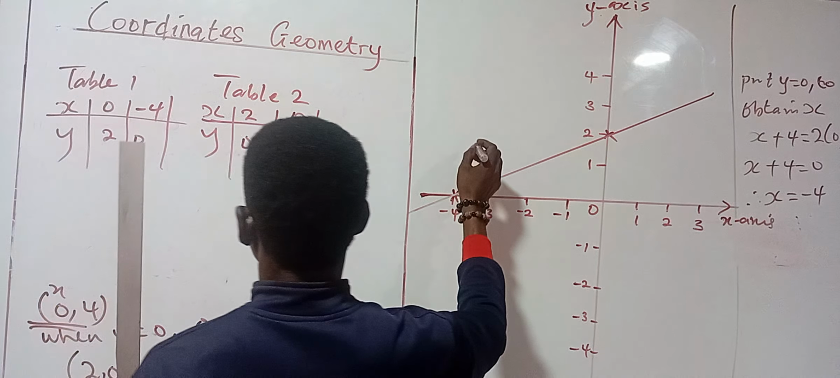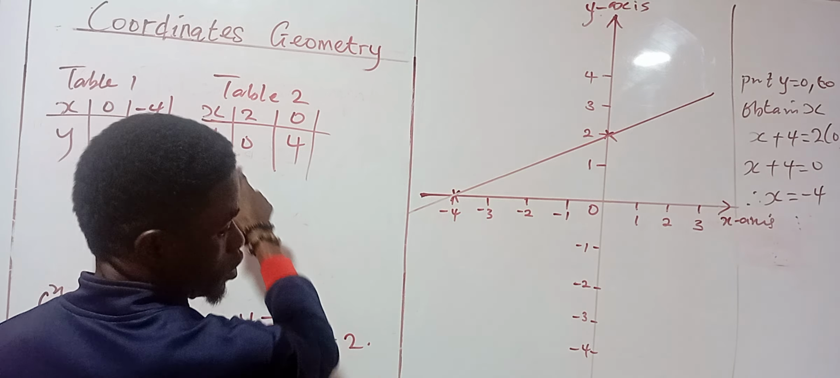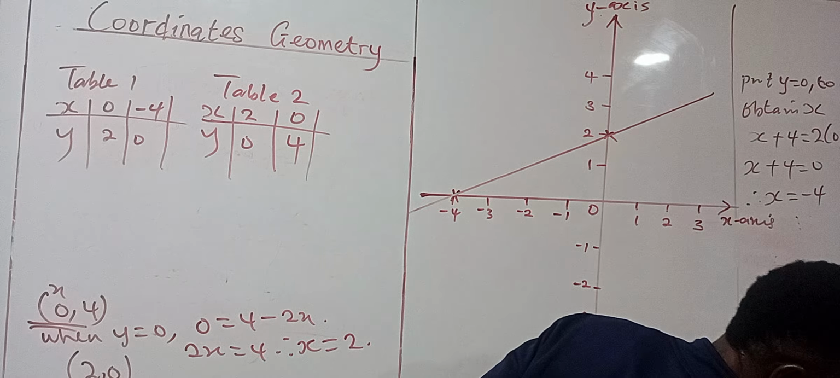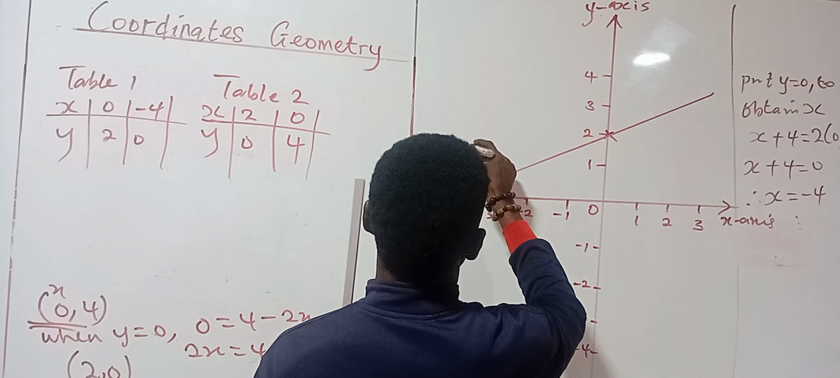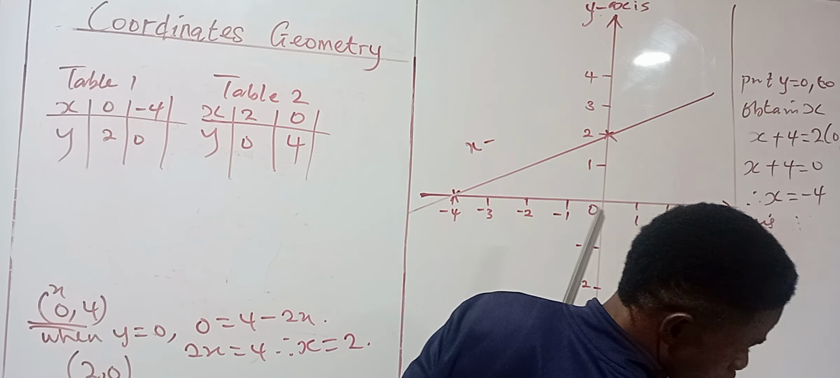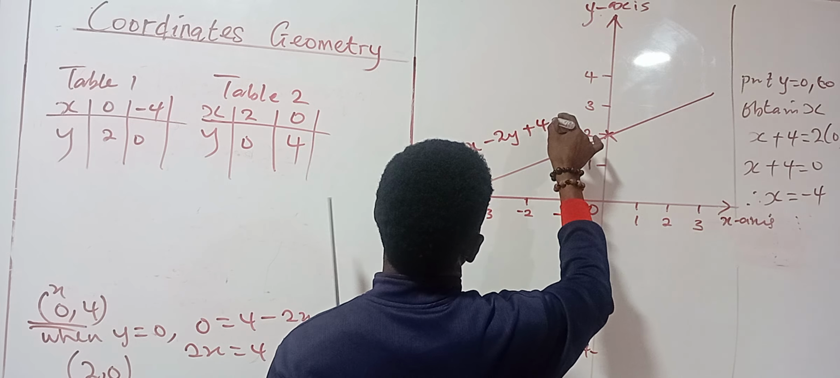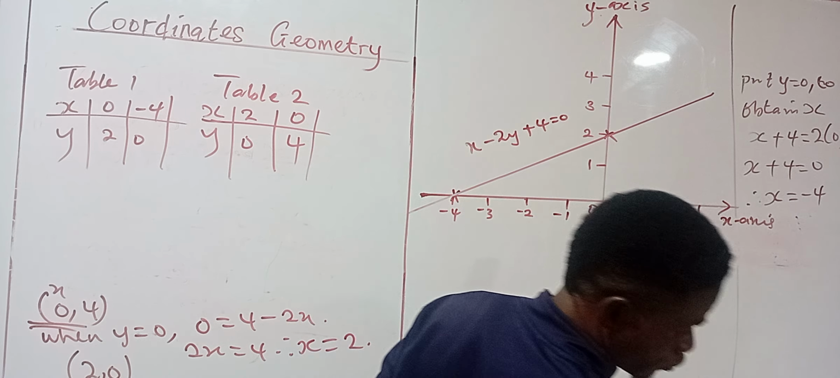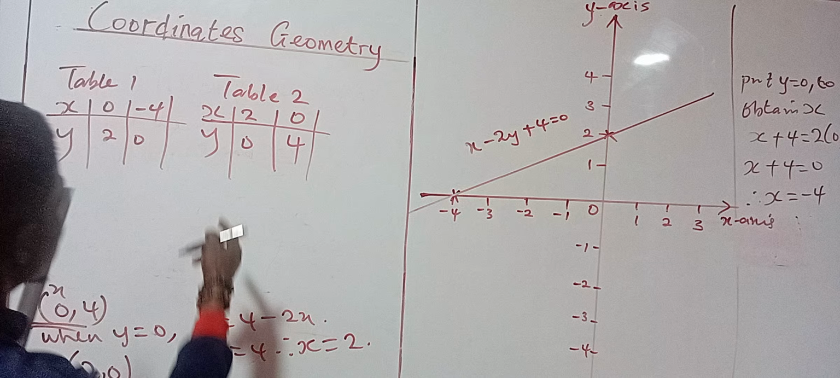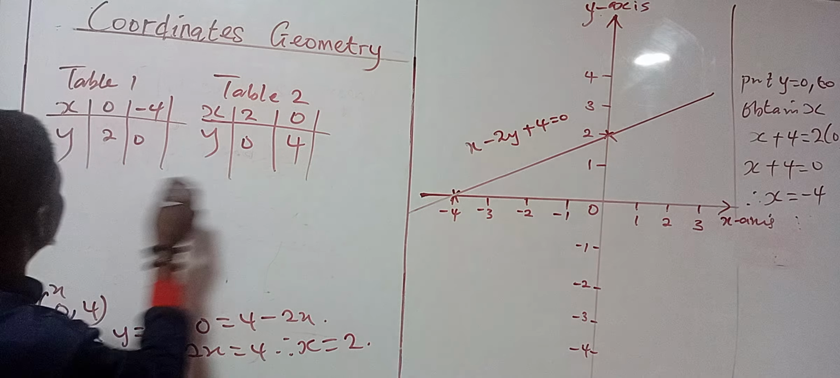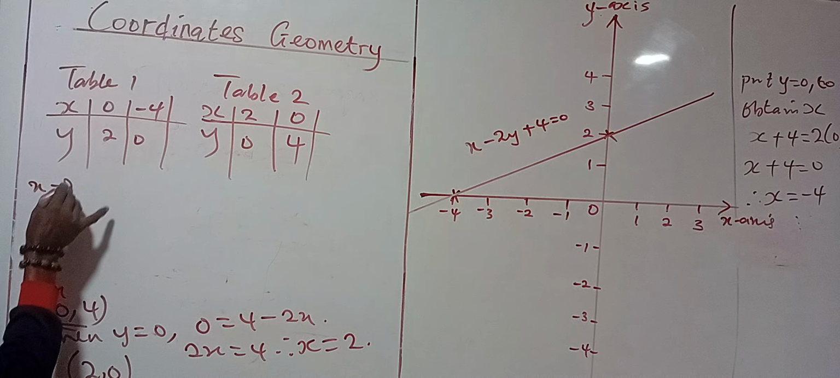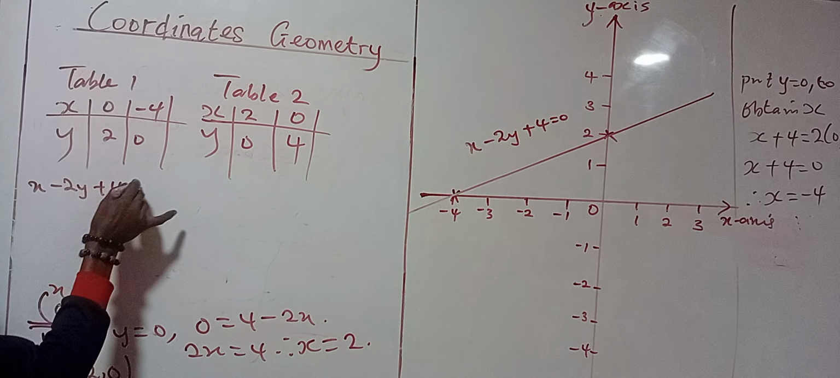Then let's go to the other one. Okay, what is the equation? That equation is x minus 2y plus 4 equals 0 for the first equation. Now let's go to the second table, which is for equation 2.